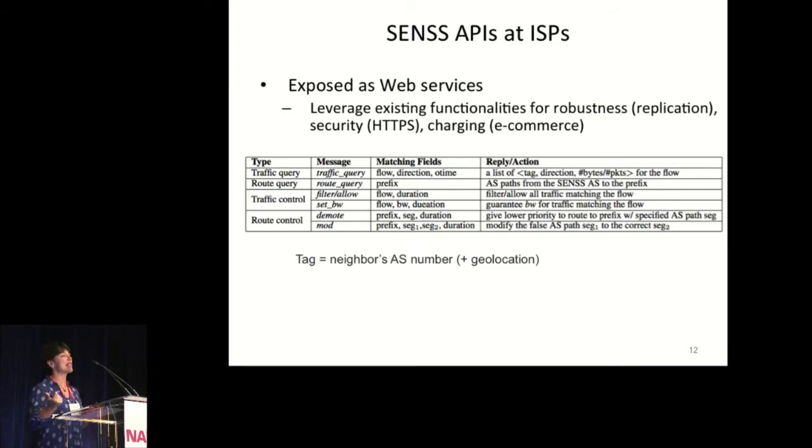We envisioned that SENSS would be deployed at ISPs as a web service, and we made this decision because there are a lot of functionalities that web services currently have that we can leverage. For robustness, we can leverage replication solutions for web services. For security, we can leverage HTTPS, and if ISPs were to charge for this, we can leverage e-commerce solutions so people can sign up on demand and start using SENSS.